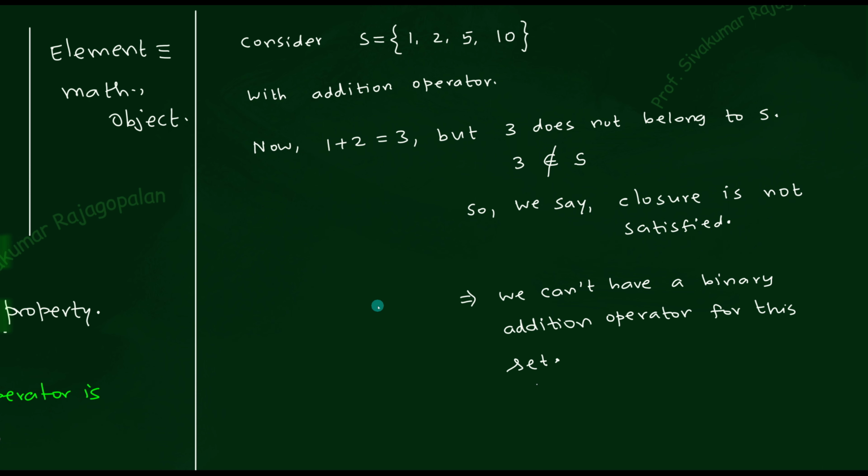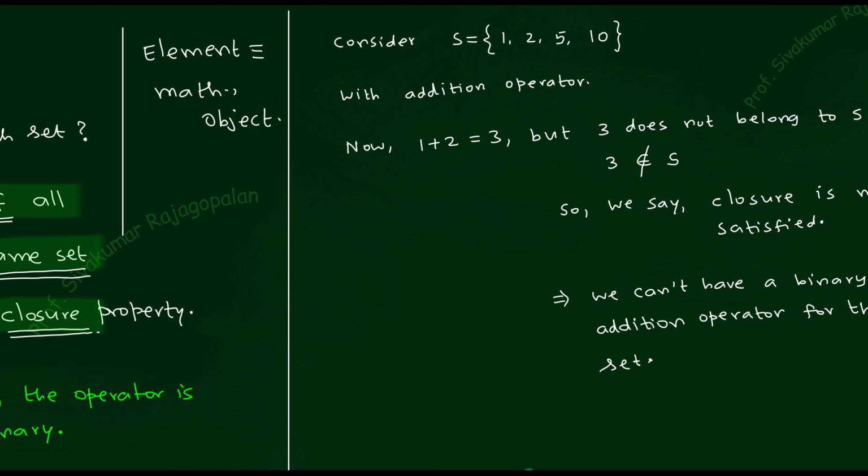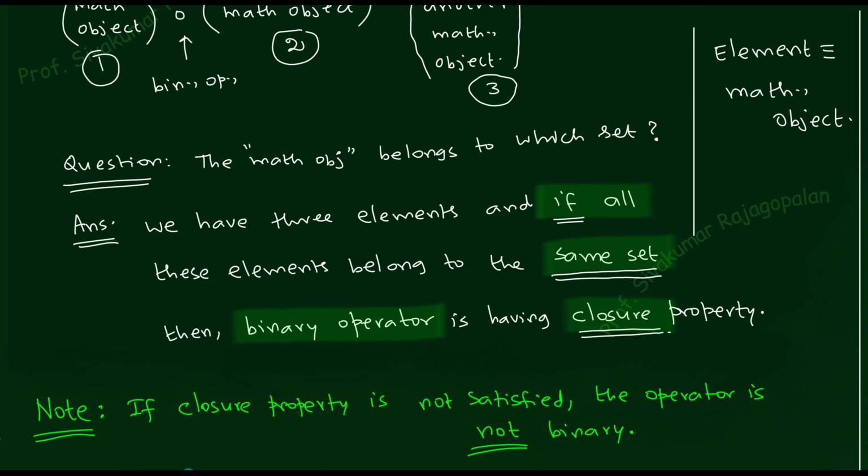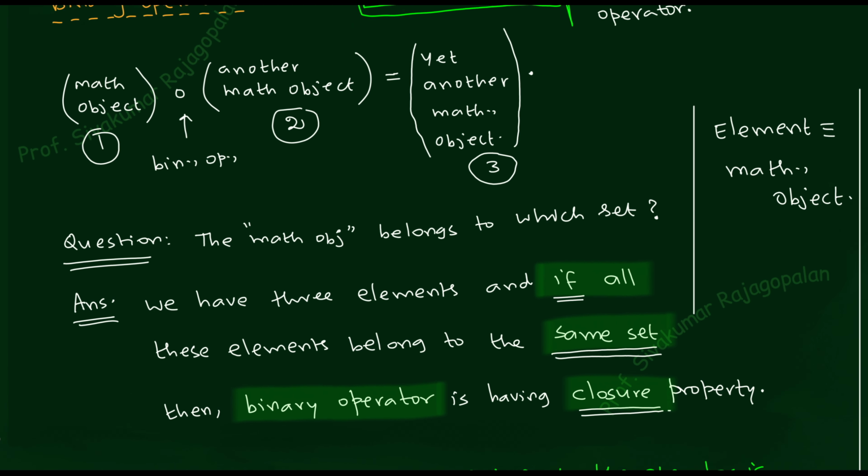So now you understand the importance of the closure property, and it is easy to understand what it is. Fine. So let us go back to what I have written. Once this is clear, you can now easily understand what is written there. Now you can read and understand it. If all the elements belong to the same set is very important. Only then does the binary operator have the closure property.